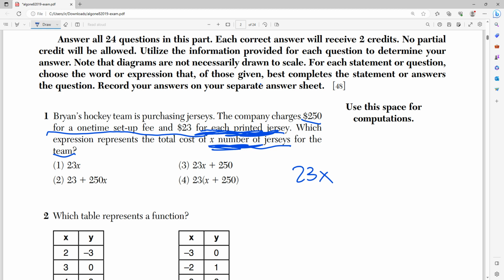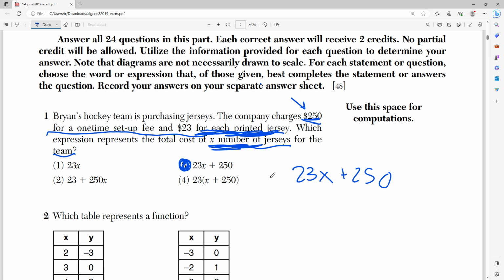Why? Because X represents the number of jerseys, and 23 is the price. So you match those two up. And then it says that the company charges $250 for a one-time setup fee. This is independent of the amount of jerseys that you get. So you have 23X plus 250 as your answer.